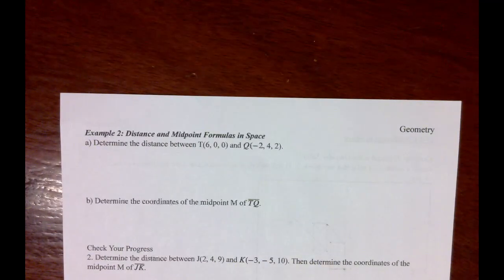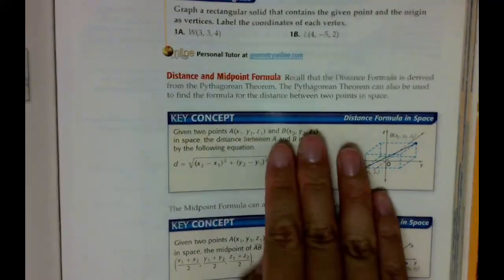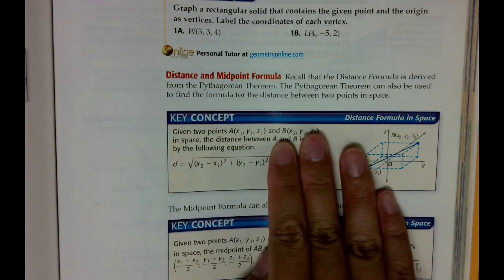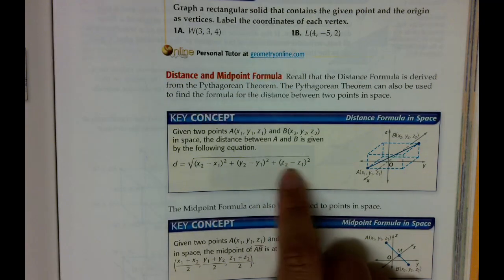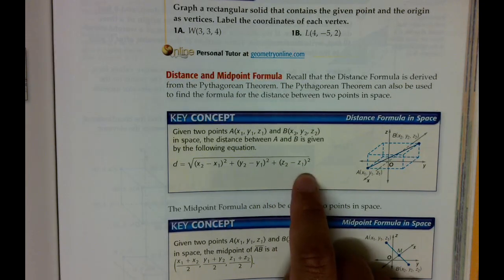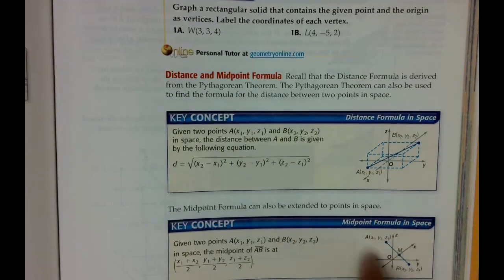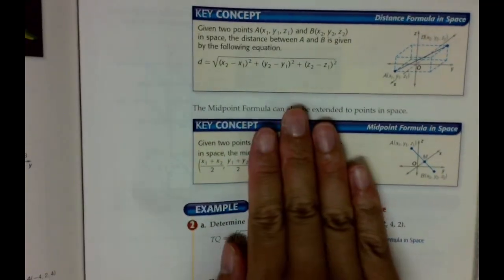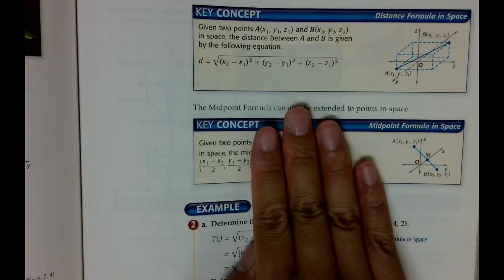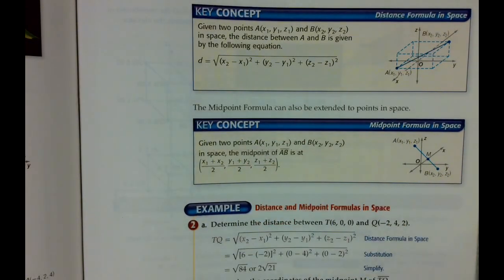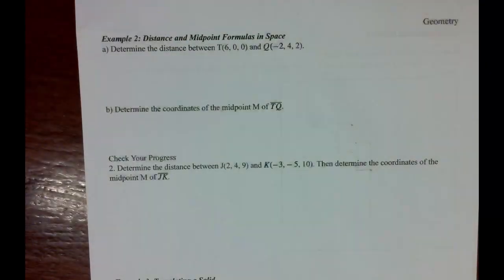Okay, so the next part is a little bit easier. Now we're just talking about distance and midpoint formula in space. It should look pretty familiar. The only thing now is we're adding in our z. So here you would recognize this as our distance formula from before, and now all we're doing is adding in the z coordinates. So z sub 2 minus z sub 1, and then squared. Same thing with the midpoint formula. You would recognize this previously as our midpoint formula, and now all we're doing is adding in our z coordinates. Okay, so with that in mind, we're going to do example 2.